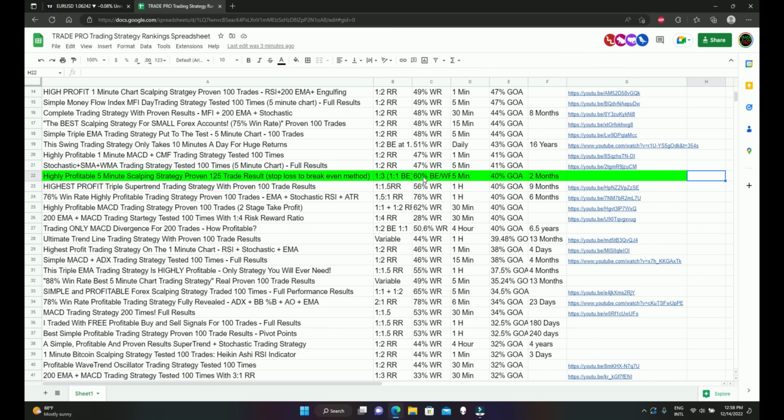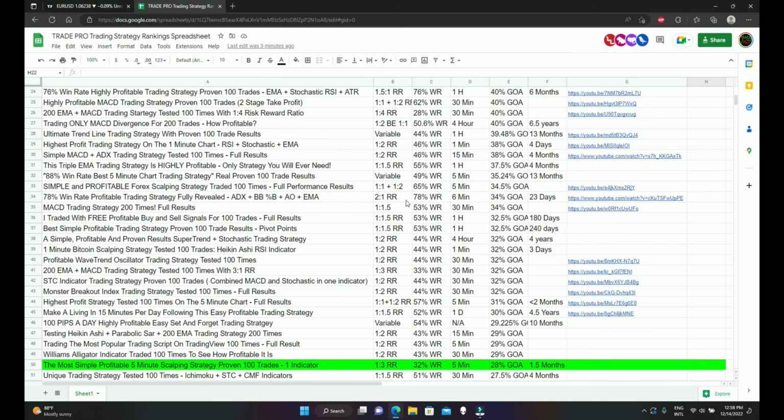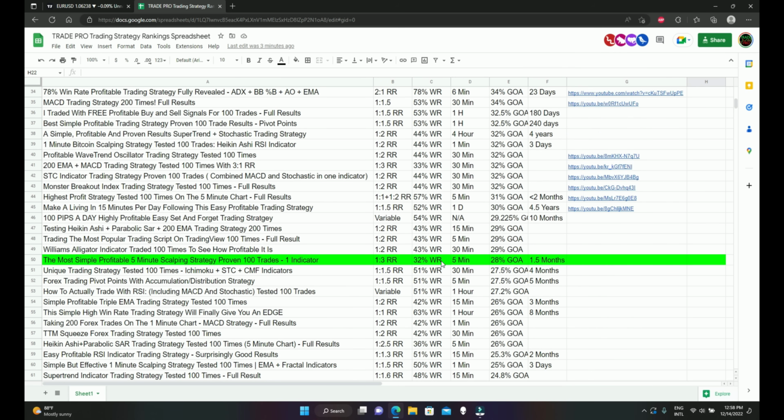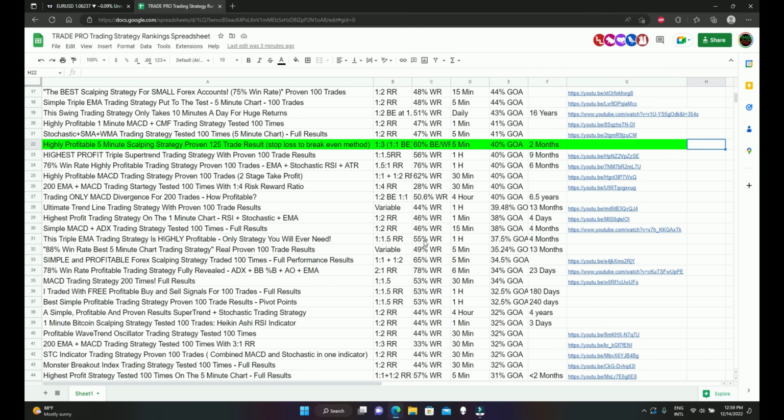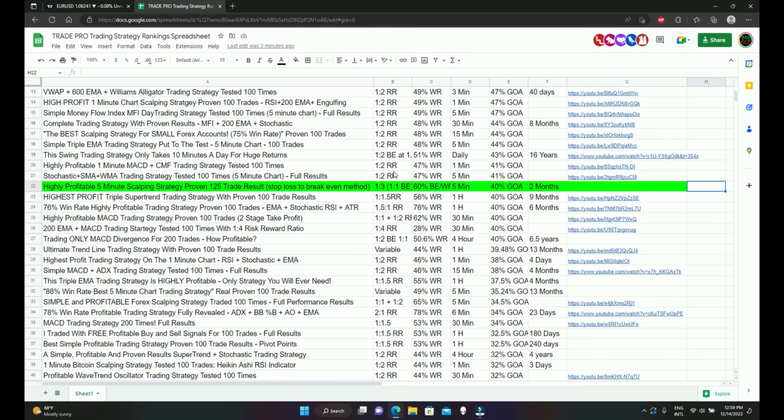So with that 60% win rate / break even rate, drastically improving from that 32% win rate where it was using just a strict 1-to-3 risk to reward ratio, and 28% gain on the account in 1.5 months versus 40% gain on the account in 2 months. Of course, I did test 125 times instead of 100, so I could have extrapolated that and brought it down to 100 and had a more accurate gain on the account, probably in the high 30s.